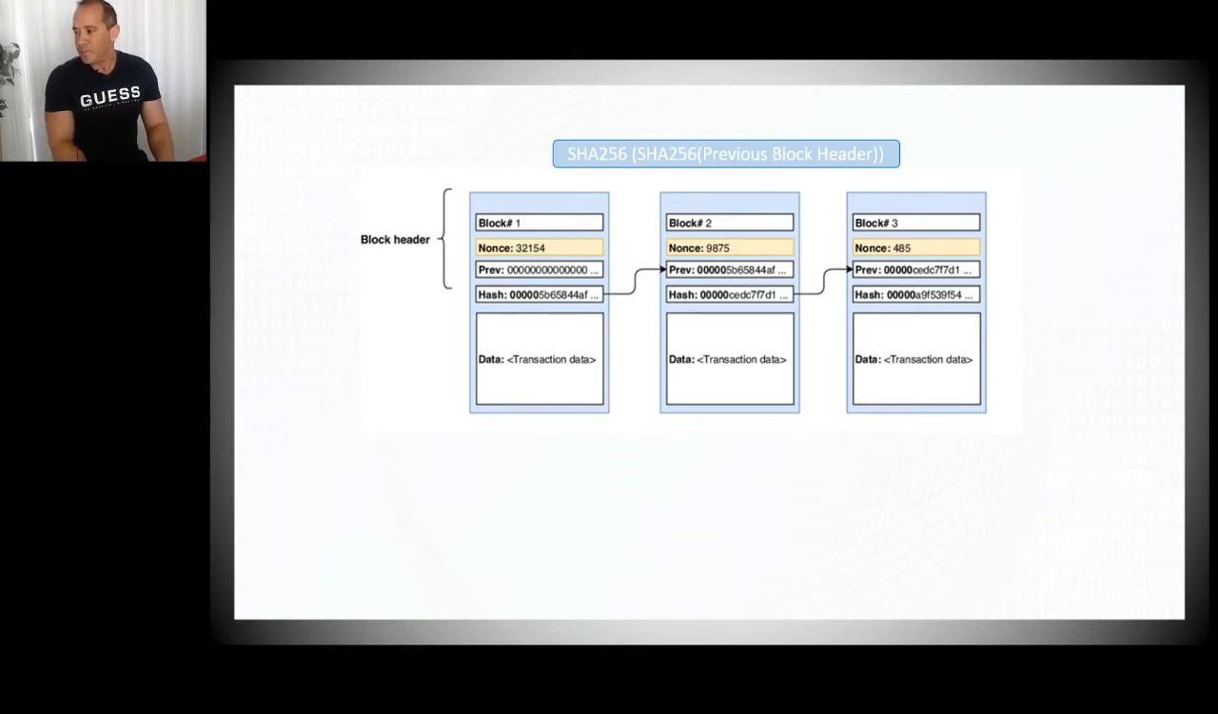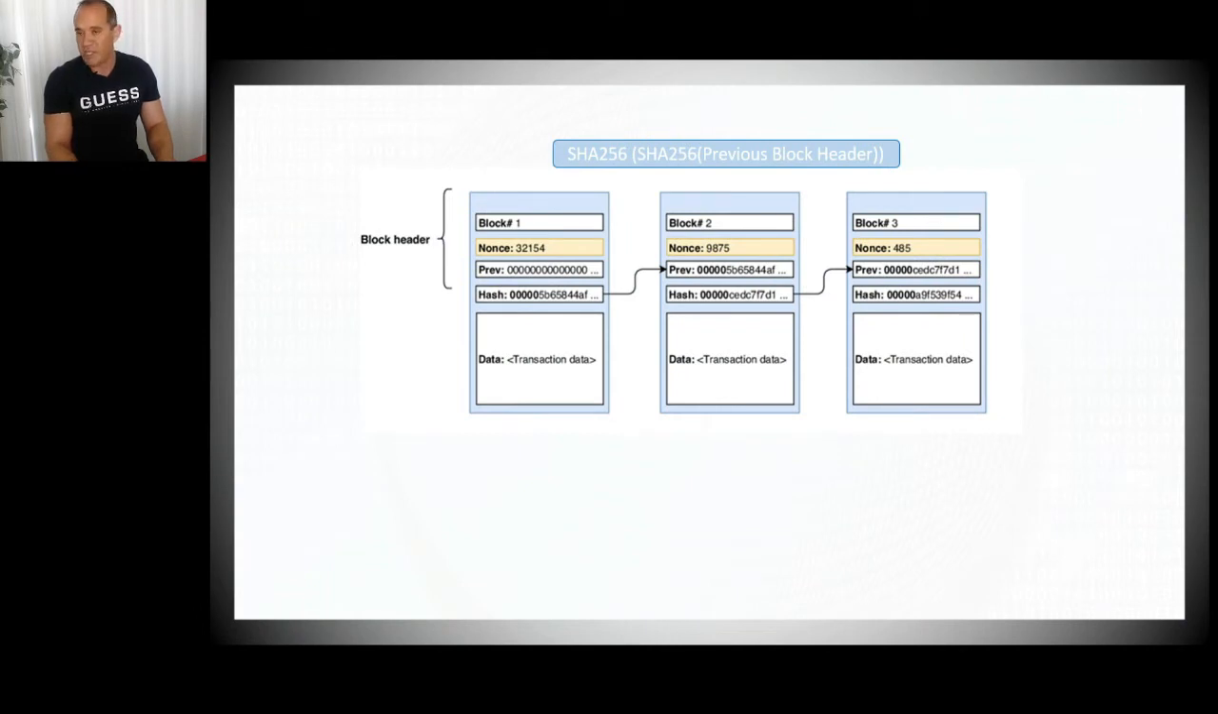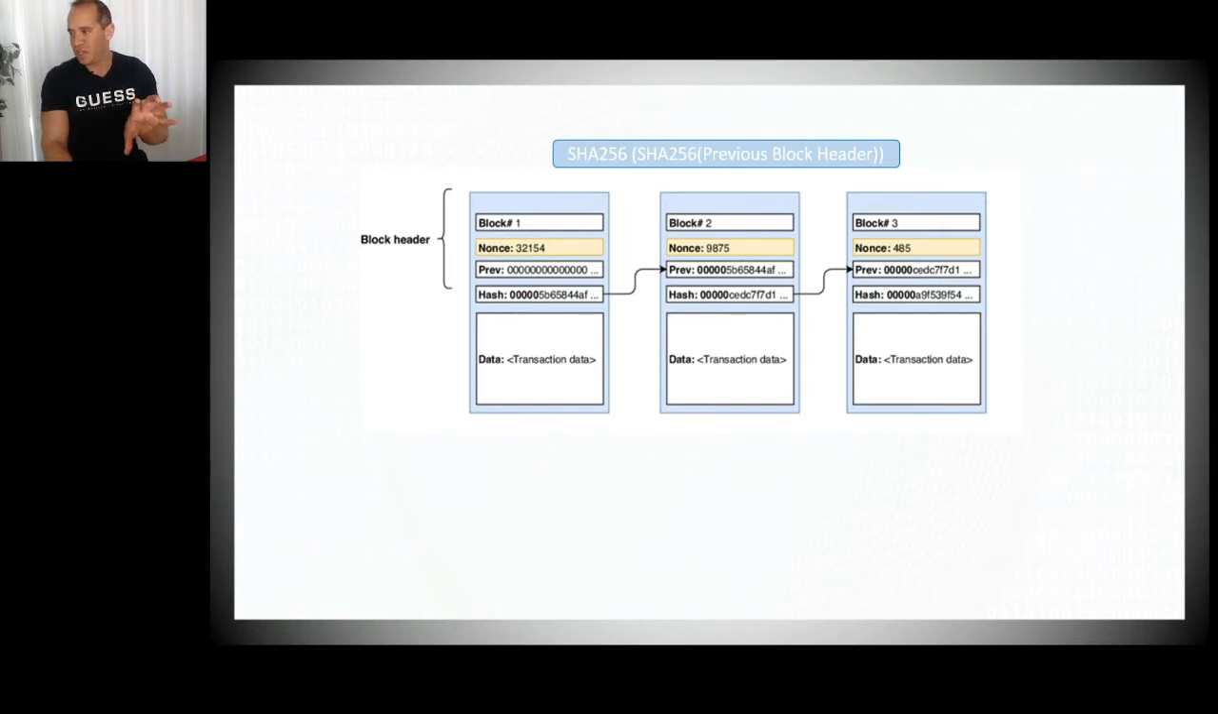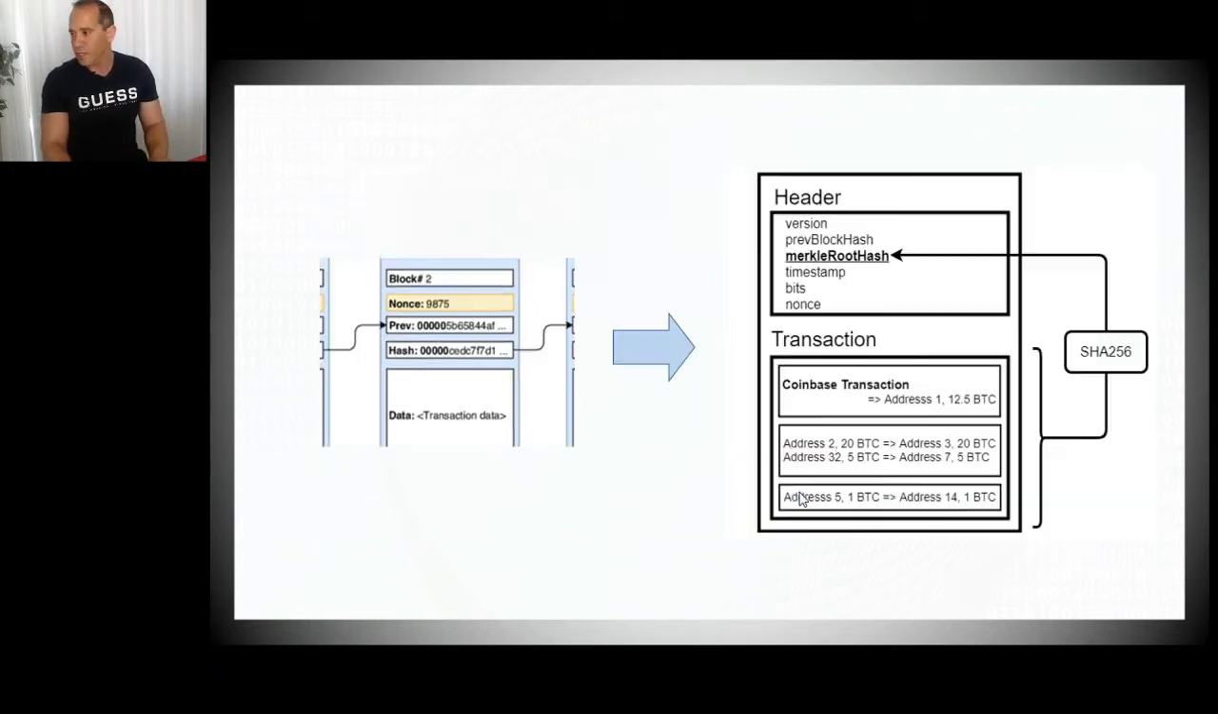So in this particular example here, you can see that block 2 header contains the hash of the previous block header. Block 3 contains the hash of block 2's header hash. We also went into a little bit more detail where I showed you that each particular block header also contains a cryptographic hash of the transactions of that particular block. Let's just go there quickly.